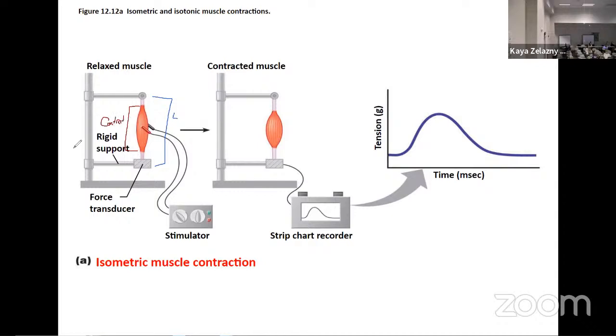And then we have our series elastic elements on the ends, like this tendon part. That's the elastic part, which can stretch to a point. So in the contracted muscle, in this isometric muscle contraction, we haven't changed our length, right? You can see that the bar and the force plate are still in the same spot. So length is the same, okay?